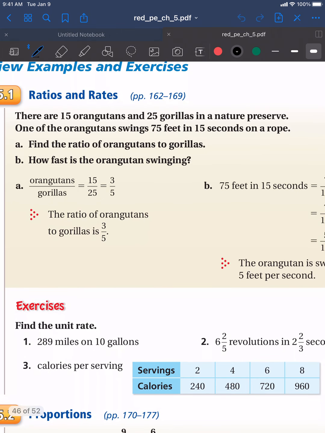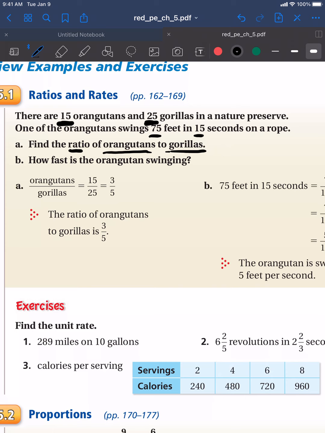So, example. There are 15 orangutans and 25 gorillas in a nature preserve. One of the orangutans swings 75 feet in 15 seconds on a rope. What is the ratio of orangutans to gorillas?